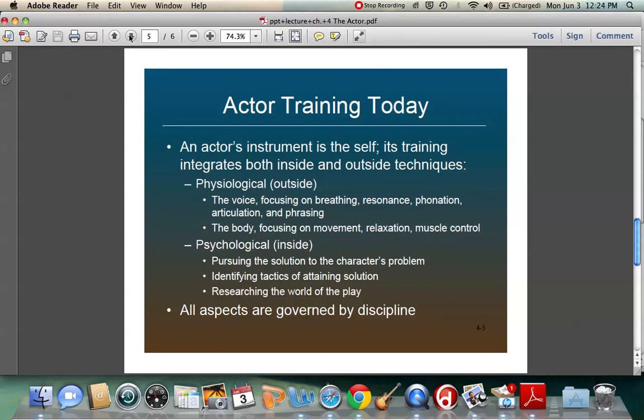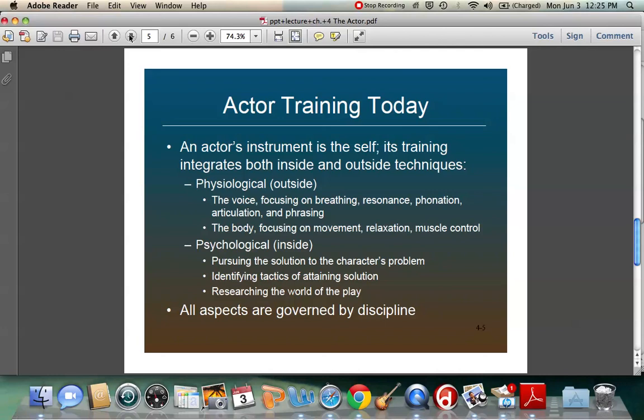At the same time, actors must study the psychological, the inside, pursuing the solution to the character's problem. What does the character want? Identifying tactics of attaining the solution. So, for example, a tactic could be, I'm going to slap you in the face because you won't listen to me. I want you to listen to me, but you're not, so I'm going to slap you in the face. That's a really simple version of a goal and a tactic, a goal and an obstacle and a tactic, and that's the meat and potatoes of what actors have to define.